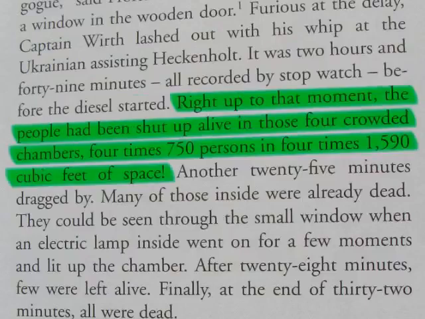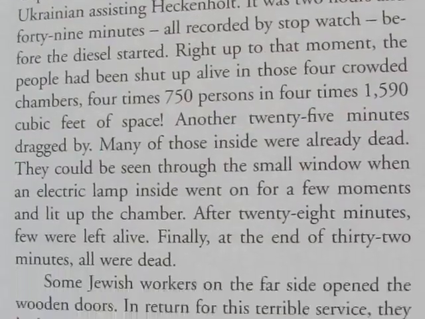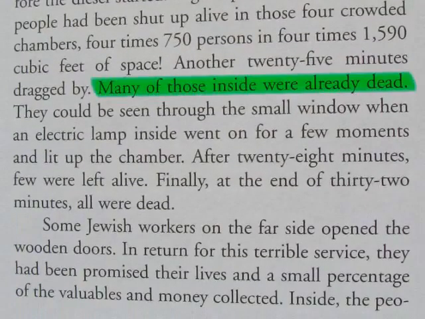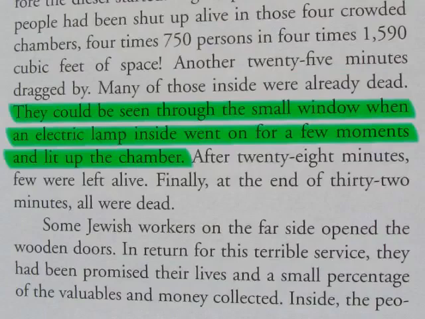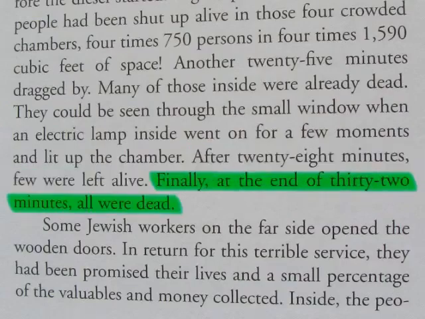Right up to that moment, the people had been shut up alive in those 4 crowded chambers, 4 times 750 persons in 4 times 1,590 cubic feet of space. Another 25 minutes dragged by. Many of those inside were already dead. They could be seen through the small window when an electric lamp inside went on for a few moments and lit up the chamber. After 28 minutes, few were left alive. Finally, at the end of 32 minutes, all were dead.